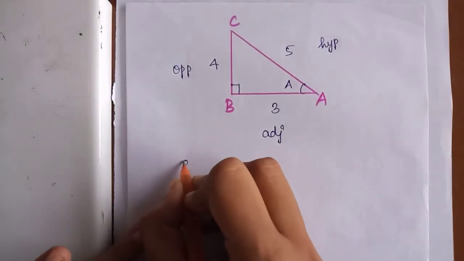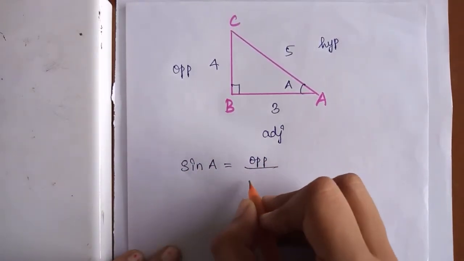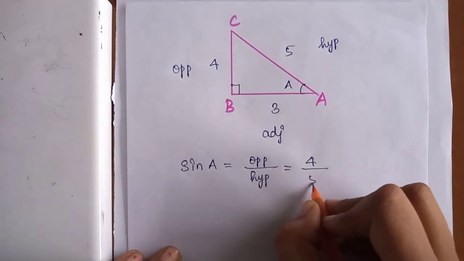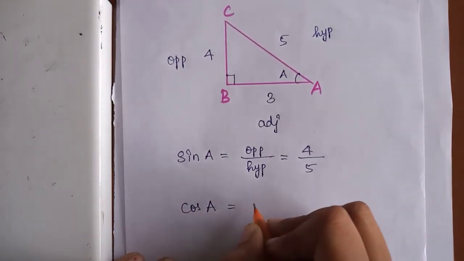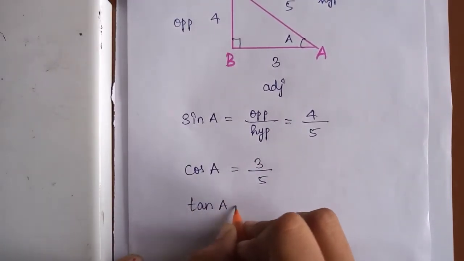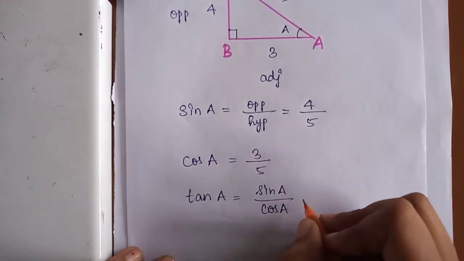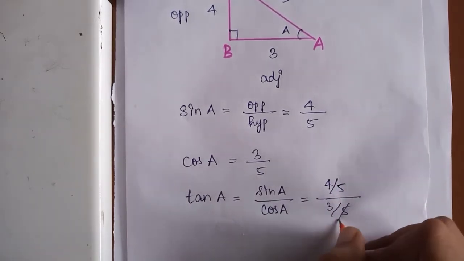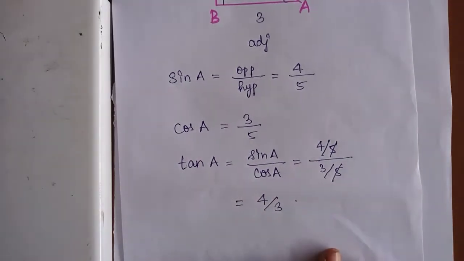So now we have to find sin A. Sin A is equal to opposite by hypotenuse, which is equal to opposite is 4 divided by hypotenuse is 5. Then cos A is given in the question. Cos A is equal to 3 by 5. Then tan A. So tan A is equal to sin by cos, that is sin A by cos A, which is equal to 4 by 5, the whole thing divided by 3 by 5. So 5 gets cancelled. The value of tan A is 4 by 3.